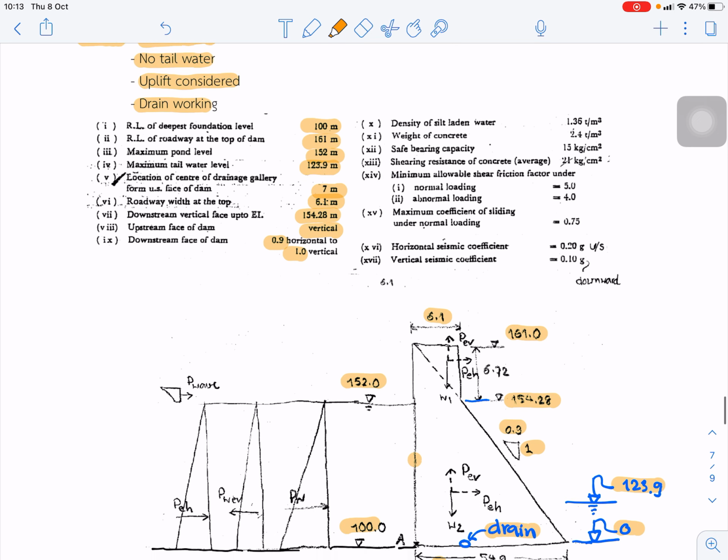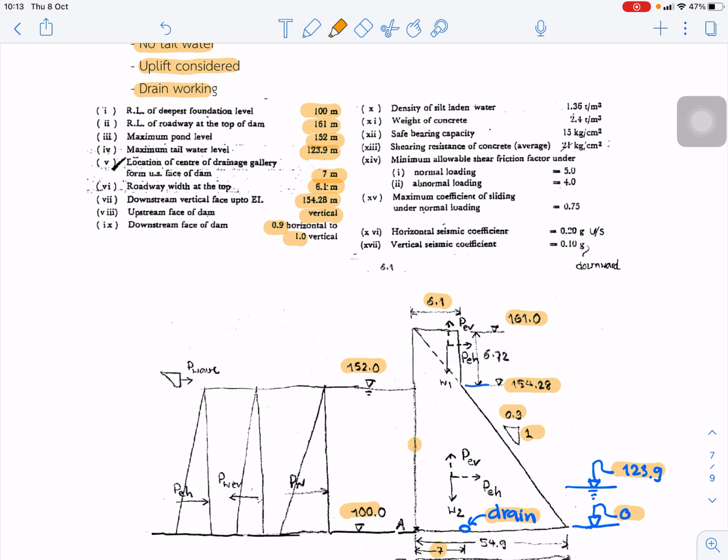Okay. Density of the silt laden water, that is for the sediment, density of the sediment, and weight of concrete 2.4. Safe bearing capacities for the stability checking. Okay. And shearing stress at 21. And the allowable friction factor under abnormal load is 5, and for normal is 5, abnormal is 4. And the maximum coefficient of sliding. For the next lecture, we will give more explanation about this factor to check the stability of the dam.